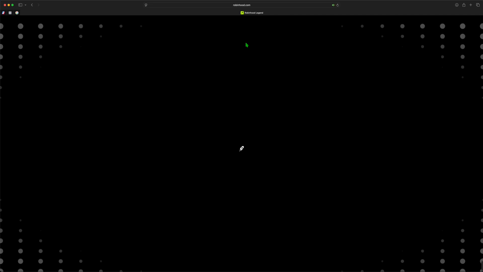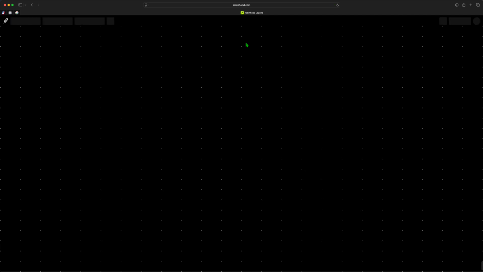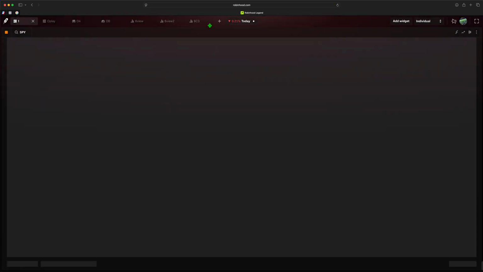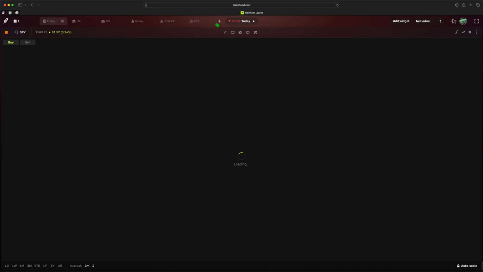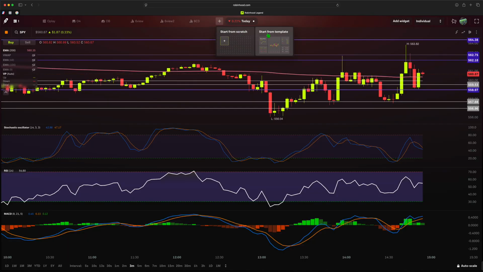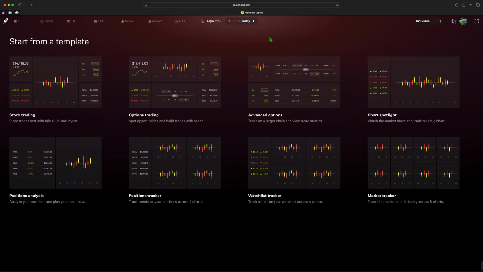You get to Robinhood Legend, it's only on your desktop. I got some pre-made tabs, but it's not going to have any tabs at first. You're going to have to click this little plus button right here, and then you can start from template. You should have a position tracker and an options tracker, and then from there you can do whatever you want.